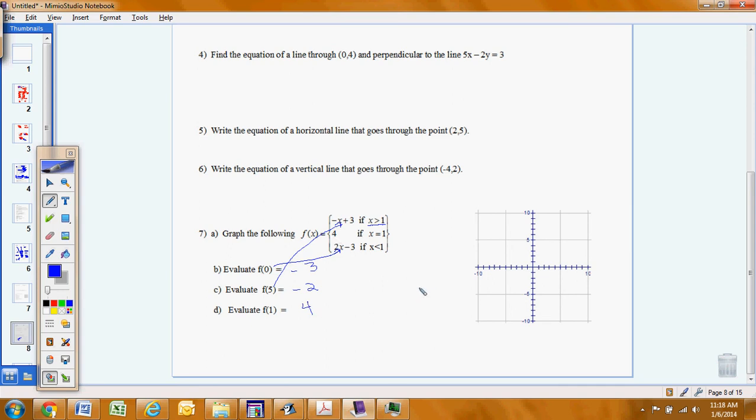But how do we graph this? Now you may have to go backwards as well, where I give you the graph and you write me the equations. The key is to find the border. 1 is being used as the border. So if 1 is the border, I'm going to try to graph. Let's just try to graph this one right now.